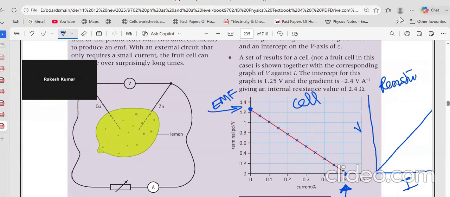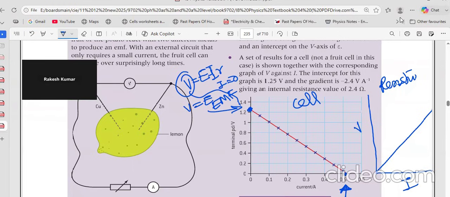This means, look, this is V equal to E minus IR. So this is V. This means at I equal to 0, V is equal to E. So this is the EMF. Now, again, this is as far as the maths is concerned, as the subject is concerned.